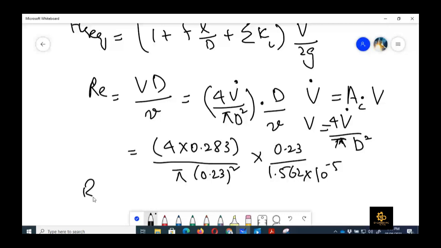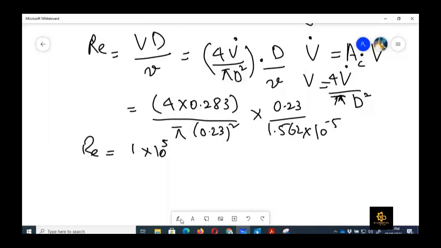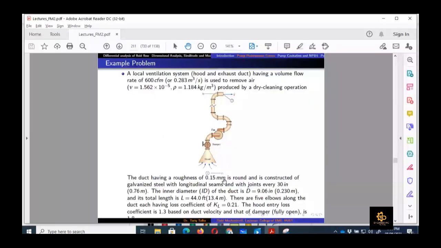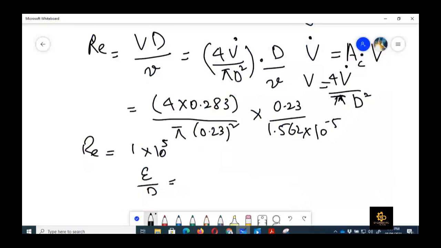Now, once we get this, we also know the epsilon value, so we can calculate epsilon upon d. What is the value of epsilon in the data? It has a roughness of 0.15 mm. So 0.15 mm is the epsilon value, and the diameter of that duct is 0.23. So 0.15 into 10 to the minus 3 divided by diameter 0.23. So epsilon upon d comes out to be 6.52 into 10 to the minus 4.